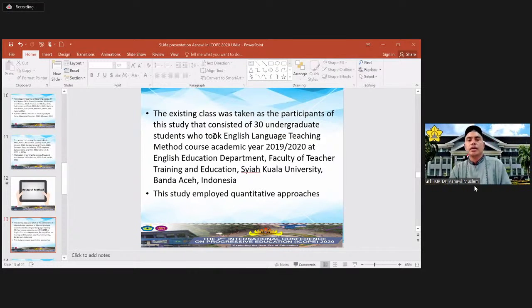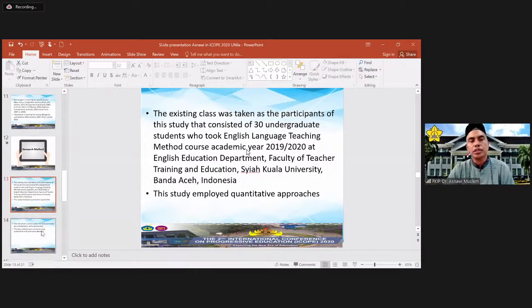And then the study employs a quantitative approach to analyze the data. We use statistics like mean score, standard deviation, and also to see the student motivation, we use a survey to get the student motivation, and then we also analyze that data using percentage.